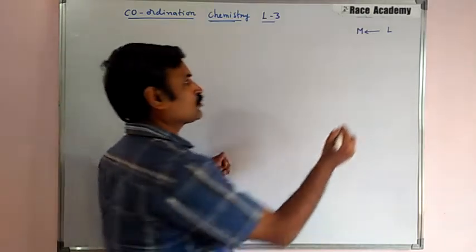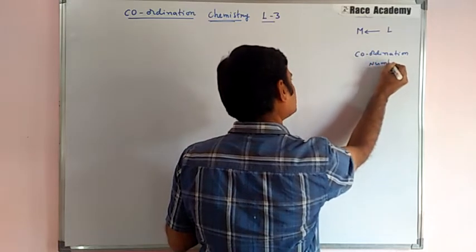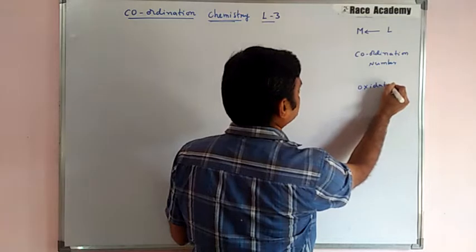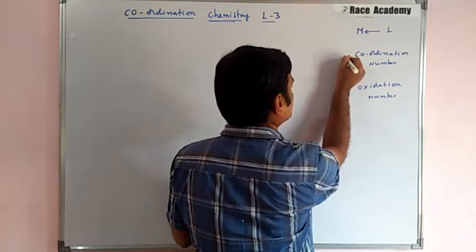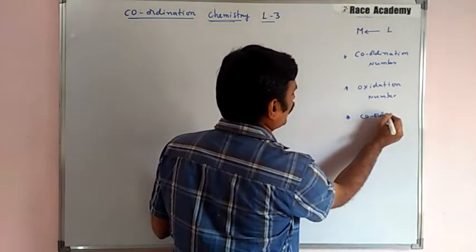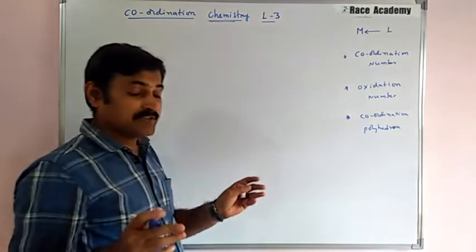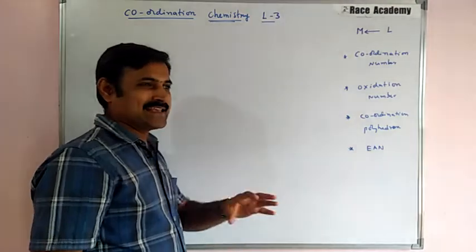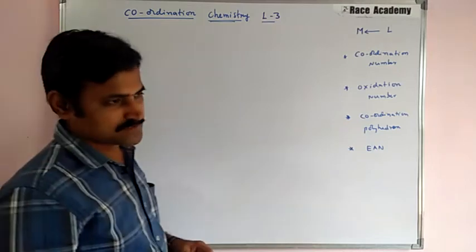In this session we are going to talk about coordination number. Not only that, how to calculate the oxidation number of the central metal, as well as coordination polyhedron, and finally the most important point in coordination chemistry regarding the metals, E.A.N, effective atomic number. So these are the things we are going to discuss in detail in this lecture number 3.